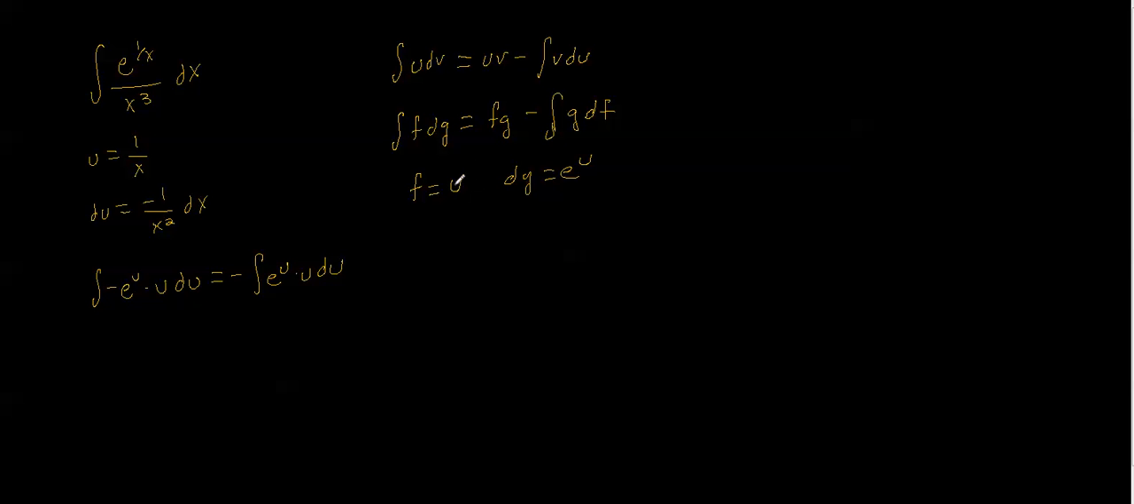When we differentiate this, we get df equals du, and when we integrate this, we get g equals e to the u. Then when we substitute this back into this equation here, we end up with negative e to the u times u plus the integral of e to the u du.